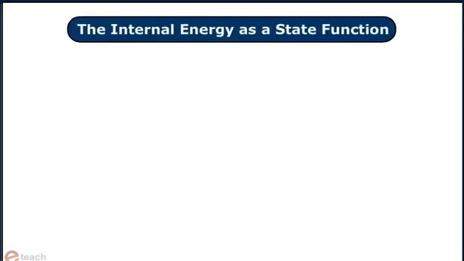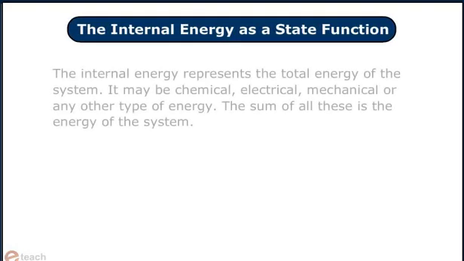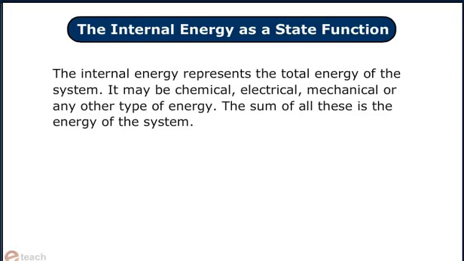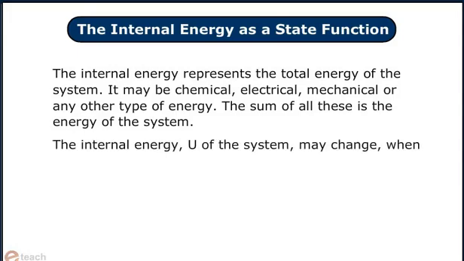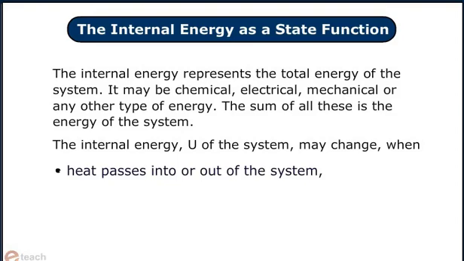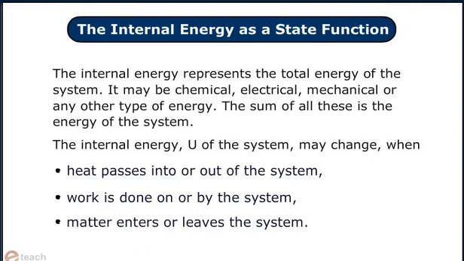The internal energy as a state function. The internal energy represents the total energy of the system. It may be chemical, electrical, mechanical, or any other type of energy. The sum of all these is the energy of the system. The internal energy, U, of the system may change when heat passes into or out of the system, work is done on or by the system, or matter enters or leaves the system.